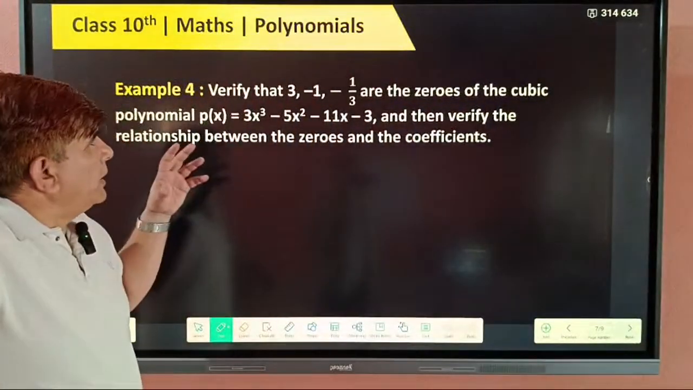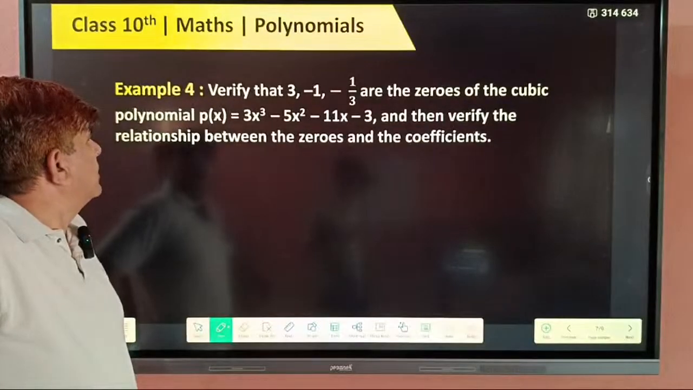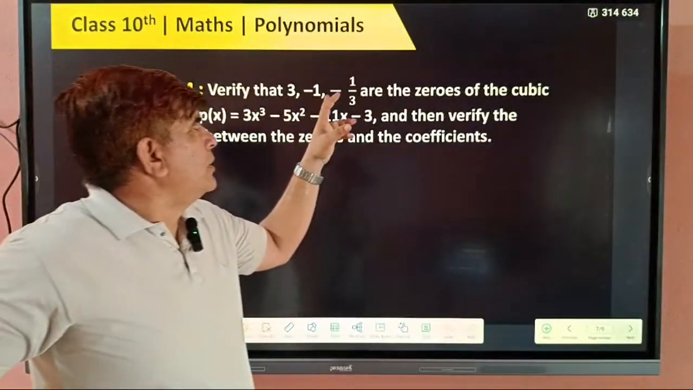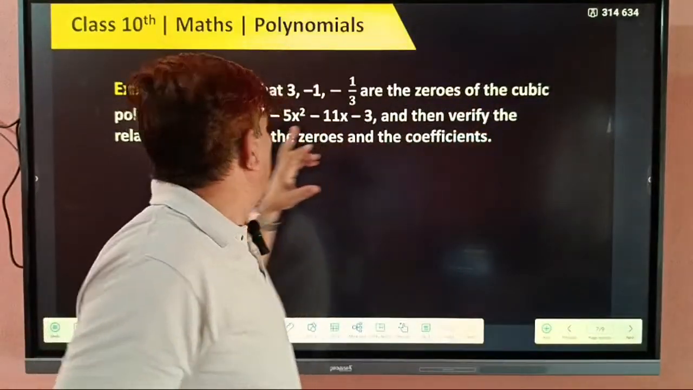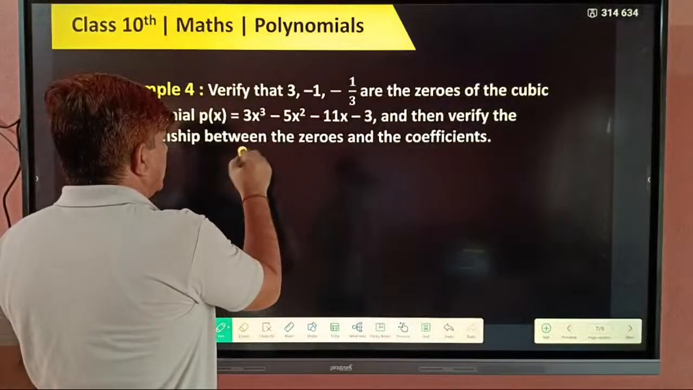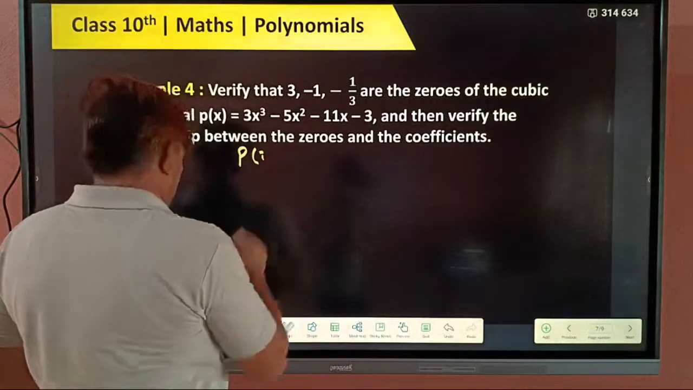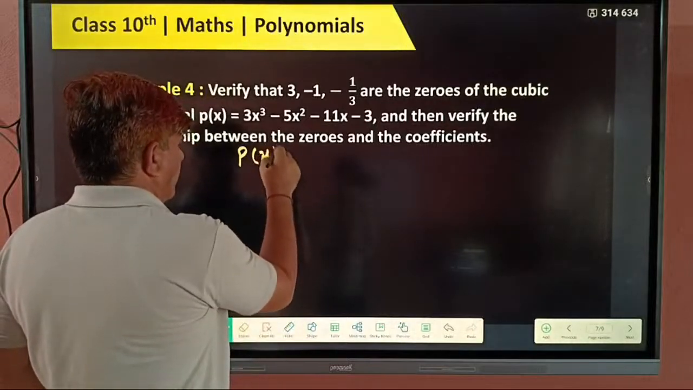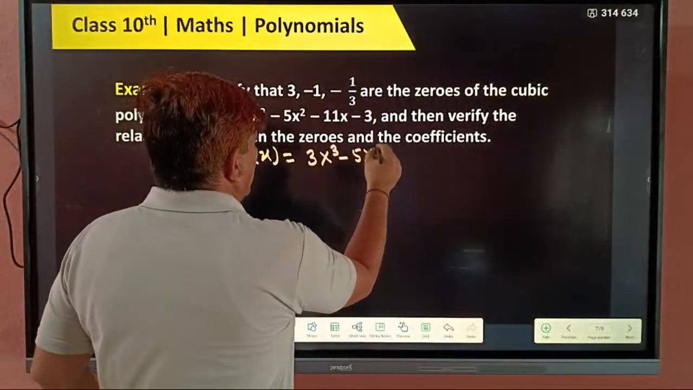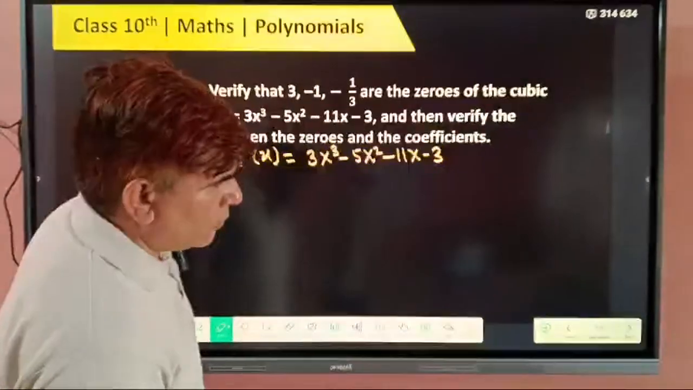This is related to a cubic polynomial, not in your syllabus. So what do you have to tell? Verify that 3, minus 1, minus 1 by 3 are the zeros of the cubic polynomial. First you have to verify. So what's the cubic polynomial? p(x) is equal to 3x cube minus 5x square minus 11x minus 3. Yes or no? What have we done?